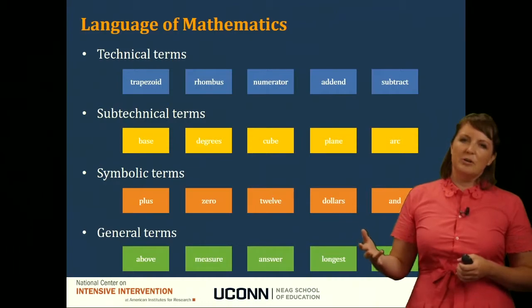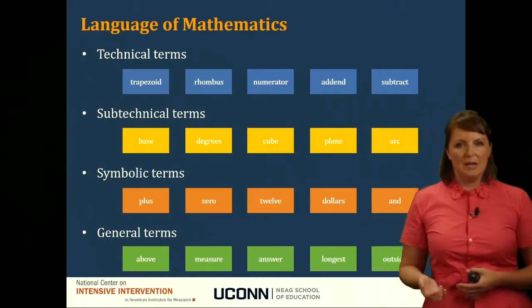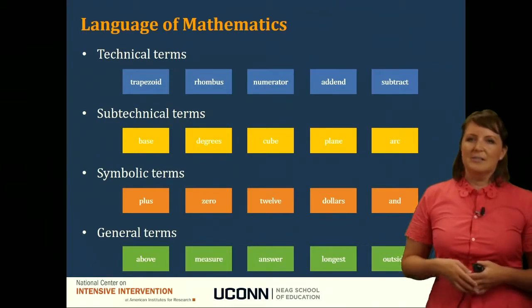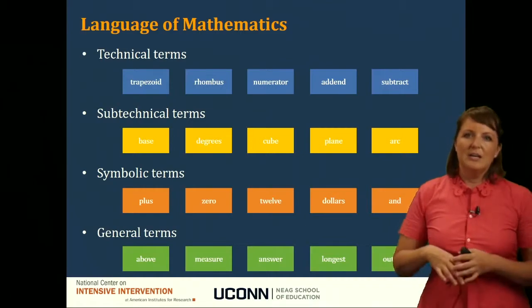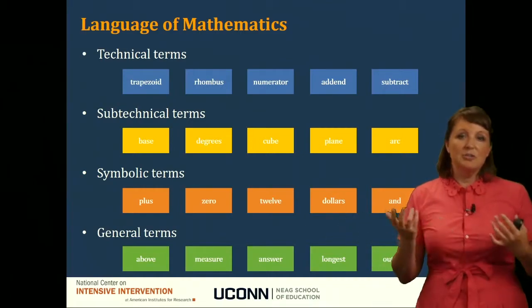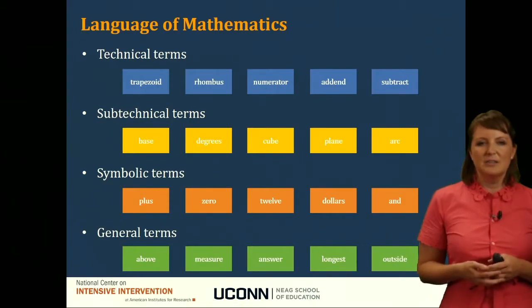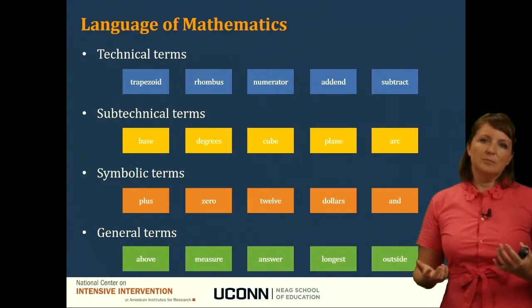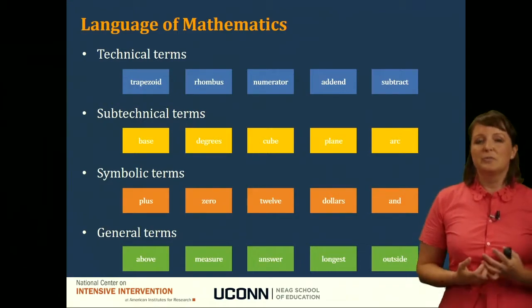And then we have general terms. These are terms that really are general English terms, but we see in mathematics. So we might ask what shape is above the circle? Can you measure this angle? What is your answer? Which one is longest and which one is outside the box? All of these terms here could cause confusion for students if they don't know what these terms mean.